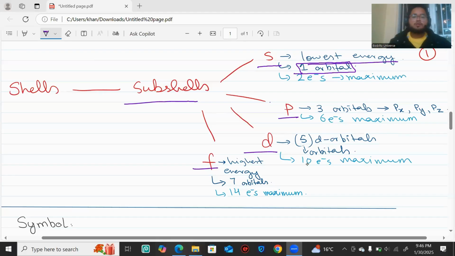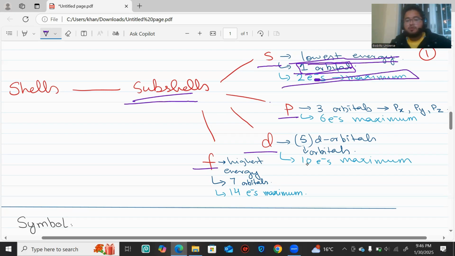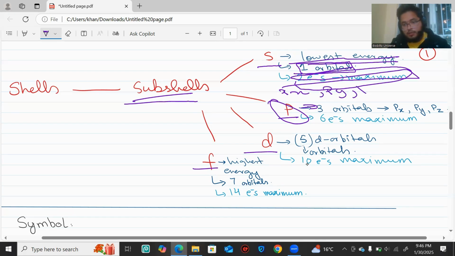So now let's come to the subshells. The s subshell has one orbital. It has the lowest energy, and the maximum number of electrons that can be in it is two. Now the p subshell has three orbitals. What are they? Px, Py, and Pz.